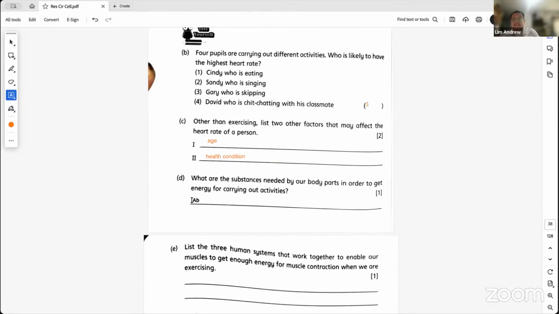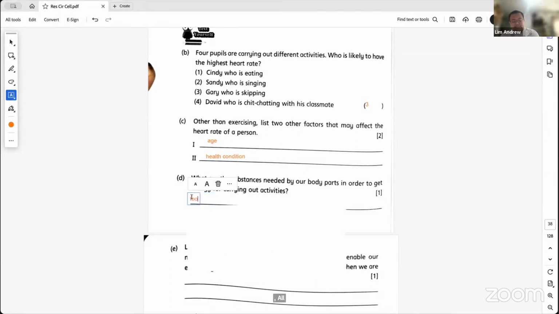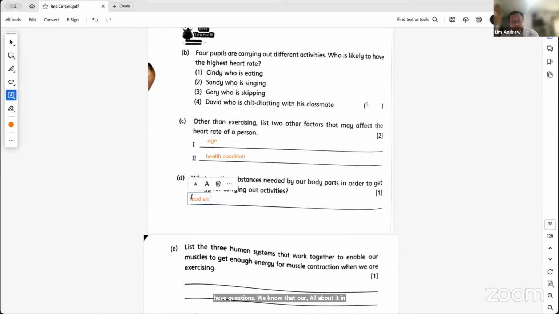What are the substances needed for our body in order to get energy? For this question, we know that our heart pumps digested food and oxygen to all parts of our body in exchange for carbon dioxide and waste. Therefore, the answer is food and oxygen.